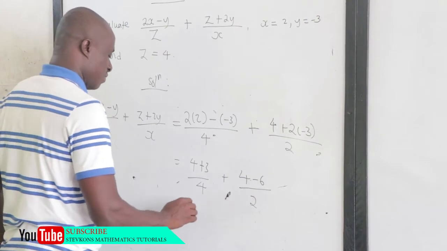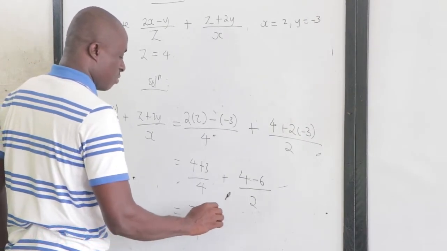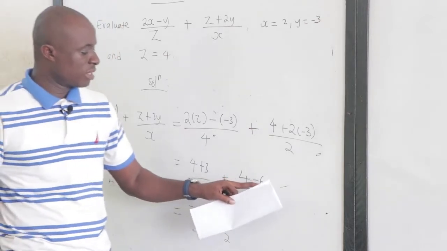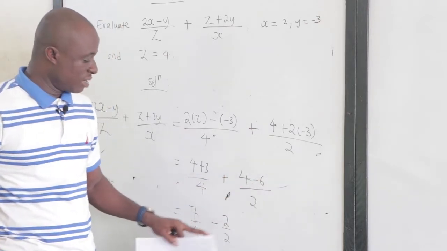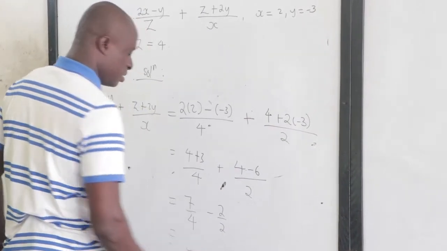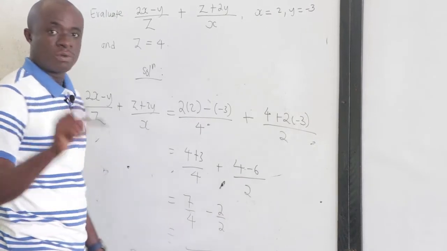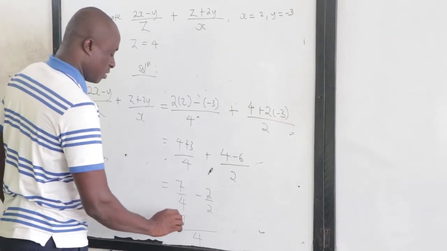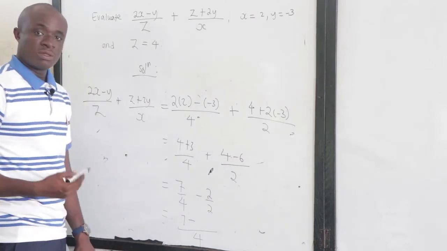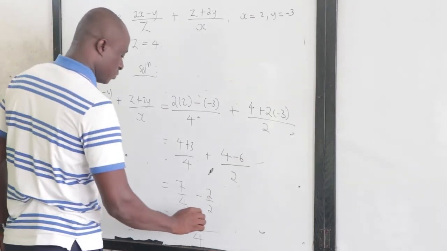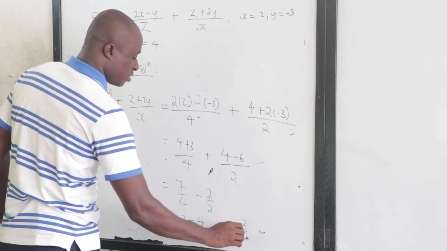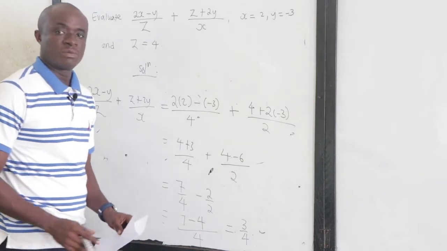Now this will give us 7 over 4 minus 2 over 2. That is 4 minus 6 is giving us negative 2. Now from here we can find the LCM. What is the LCM? LCM is 4. 4 will go into 4, that is 1 times 7. We have 7. 2 will go into 4, that is 2 times. 2 times 2, that is 4. 7 minus 4 is 3. So our final answer is 3 over 4.